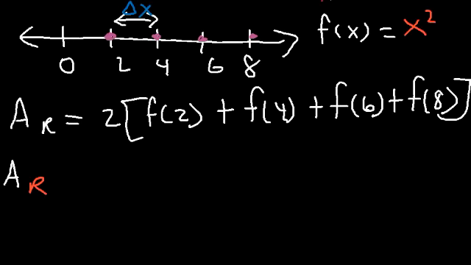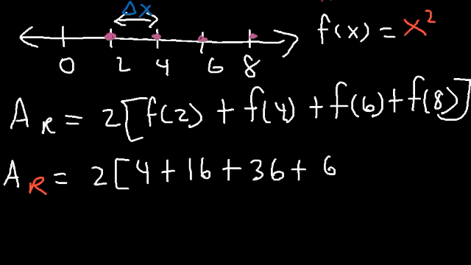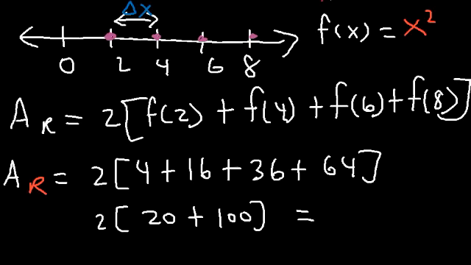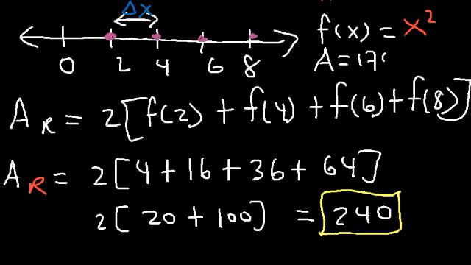So f of 2, 2 squared is 4. 4 squared is 16. 6 squared is 36. 8 squared is 64. So now 4 plus 16 is 20. 36 plus 64 is 100. So we have 120 times 2, which is 240. So as you can see, this is an over approximation. The actual answer is 170.67. And since the function is increasing, the right side has a higher y value than the left side. And that's why the right Riemann sum is an over approximation.